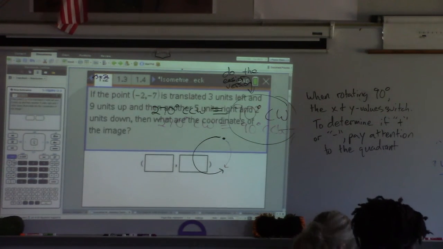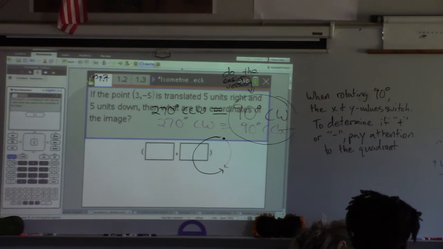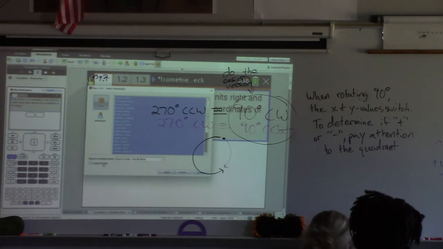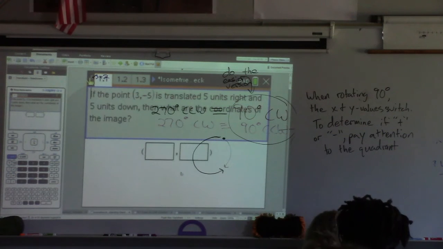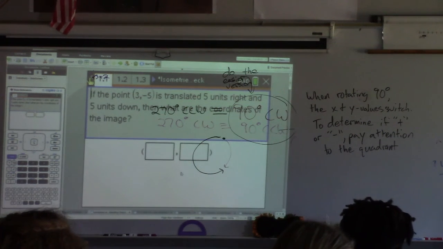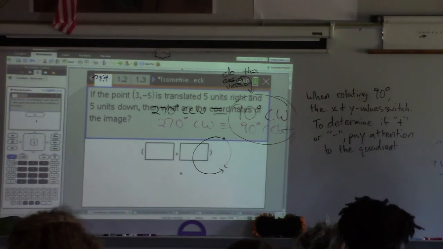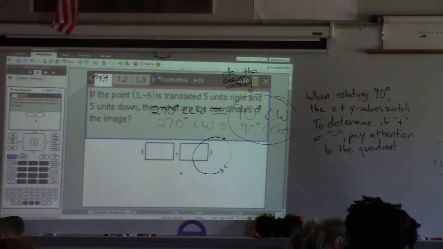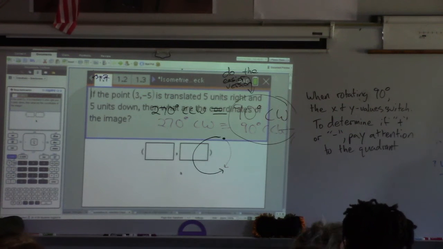Alright. I'm going to send out a quick understanding check. We are not going to finish it. You will not finish this understanding check. Do as much of it as you can. I will collect it and we will finish it tomorrow. So start your understanding check.